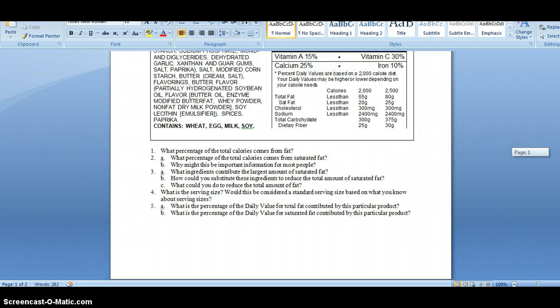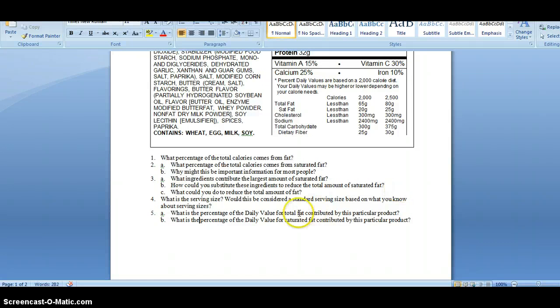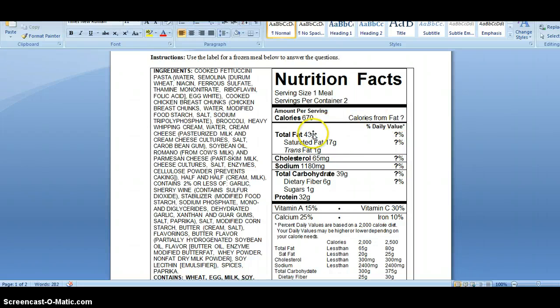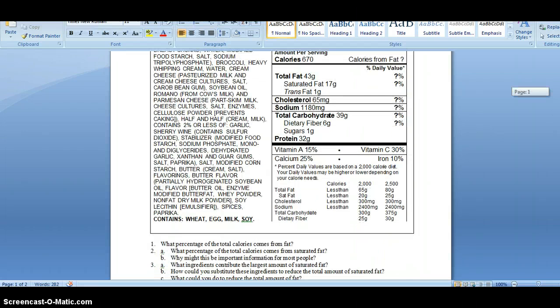So in order to answer this question, we first have to look at the total fat in this product, which is 43 grams. But it wants to know the percentage of the daily value. And so you're going to come down here to this section of the label. And remember that percent daily values are based on a 2,000 calorie diet. So on a 2,000 calorie diet, the total fat is 65 grams and the saturated fat is 20 grams.